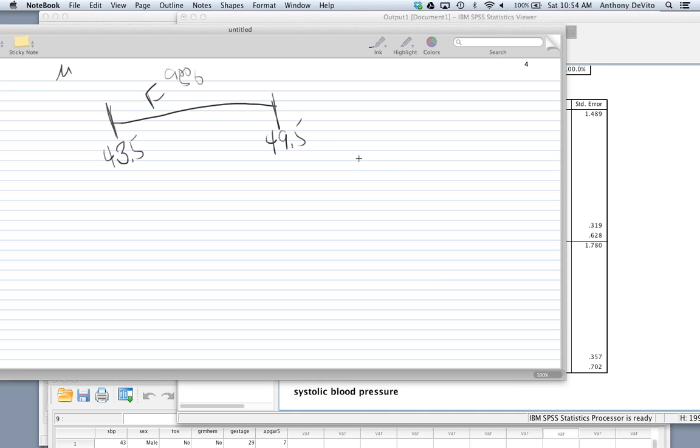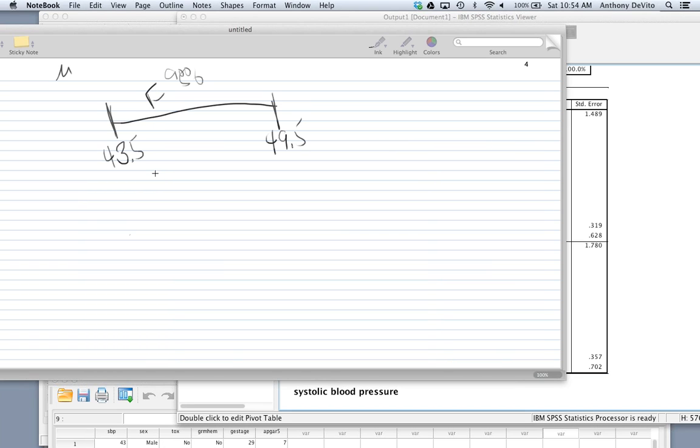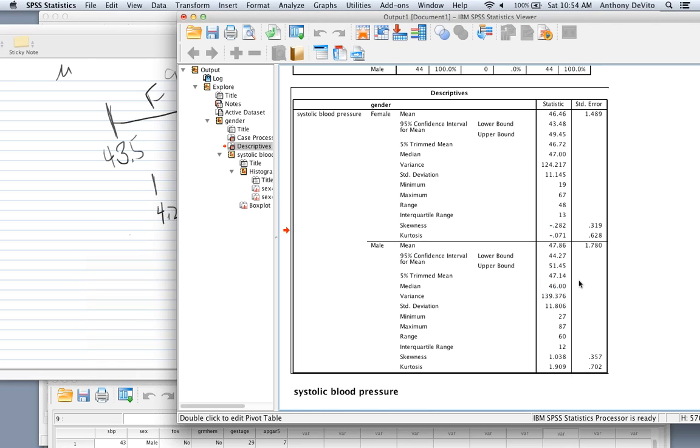these two numbers. Well, how about male? Male, I am 95% sure for males that it's between 44 and a quarter. So 44.25 would be here, and 49, where is it? 51.45.